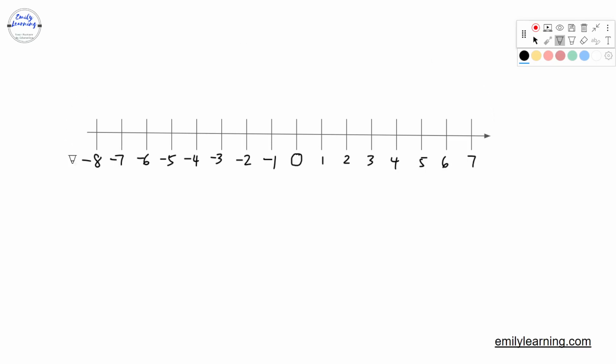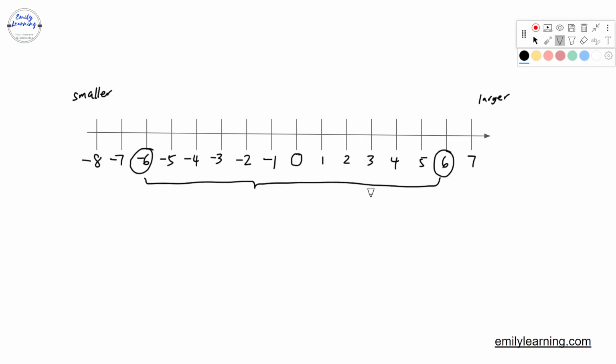So from this number line here, we know that the numbers here are larger numbers. The numbers on the left are smaller. And we can compare the numbers by looking at the number line. So for example, if I were to compare 6 with negative 6, 6 is greater than negative 6. And it is this amount greater, or 6 is 12 greater than negative 6.